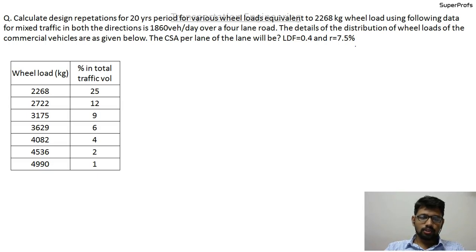Yes, so the next question is to calculate the design repetitions for the 20 years period for various wheel loads. The period is 20 years. The design wheel load is 2268 kg. Using the following data, the maximum traffic in both the directions is 1860 vehicles per day over a 4-lane road, and the details of the distribution of the wheel loads for the commercial vehicles are as given below.